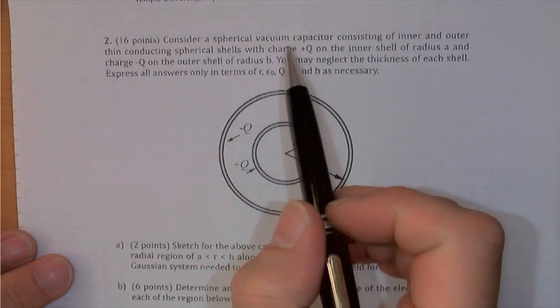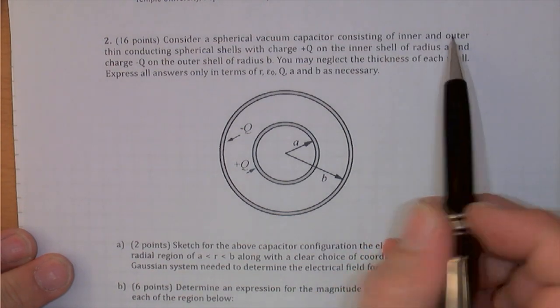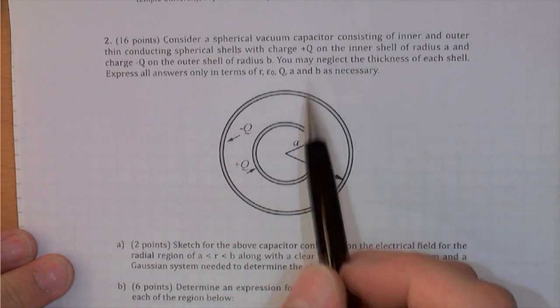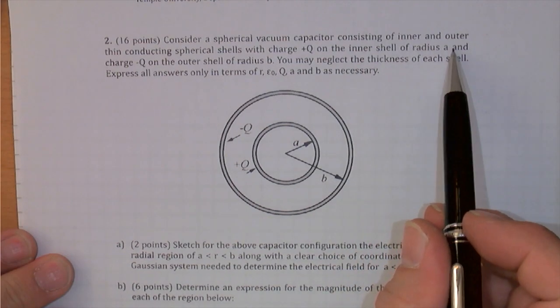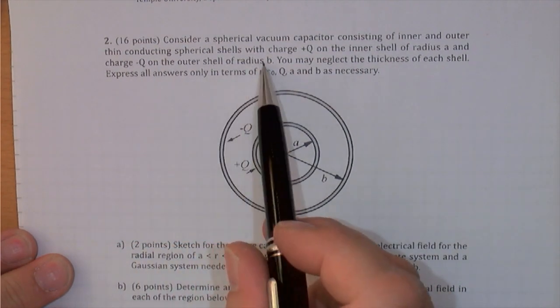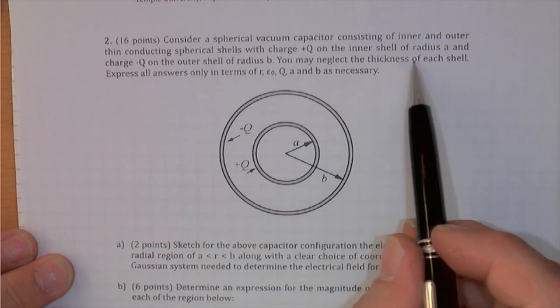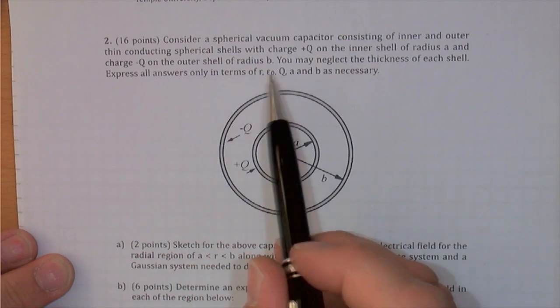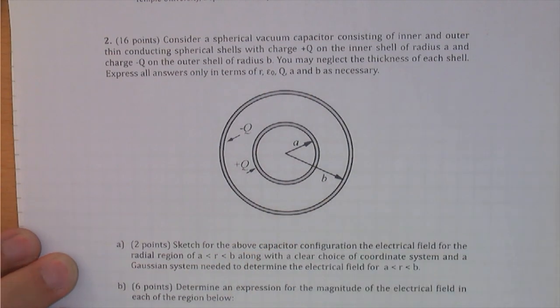Okay, so we're now coming to problem 2. Consider a spherical vacuum capacitor consisting of inner and outer thin conducting spherical shells, with charge plus Q on the inner shell of radius A, and a charge minus Q on the outer shell of radius B. You may neglect the thickness of each shell. Express all answers in terms of R, epsilon naught, Q, A, and B as necessary.